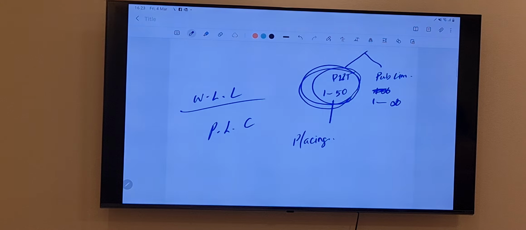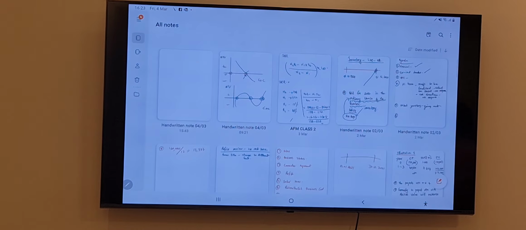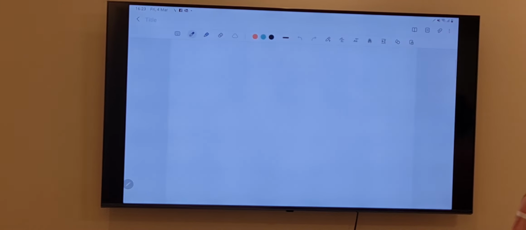In the previous class, we talked about the accounting equation. And we will continue that accounting equation because there's a small portion left in that to finish.